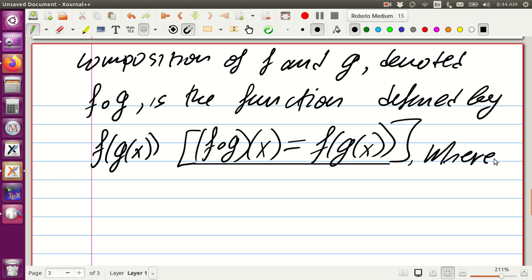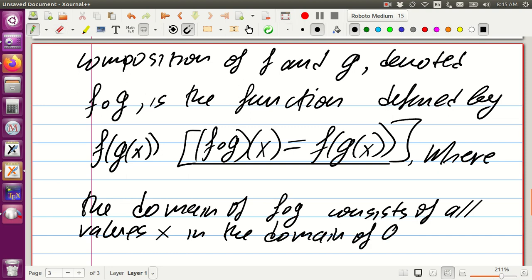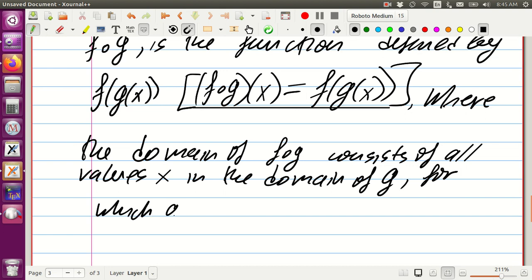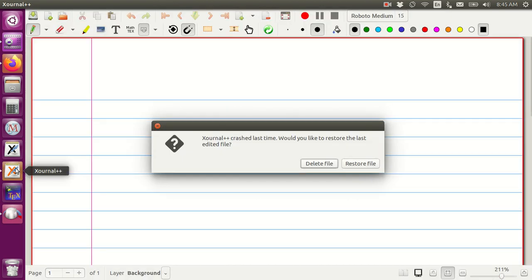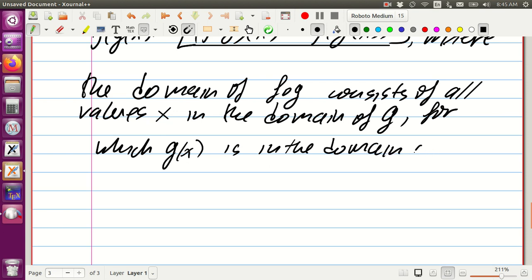So the domain of f composed with g consists of all values x in the domain of g for which g of x is in the domain, no technical issue, is in the domain of f.